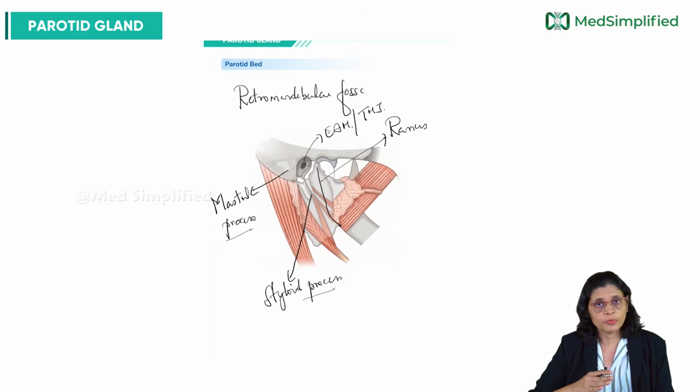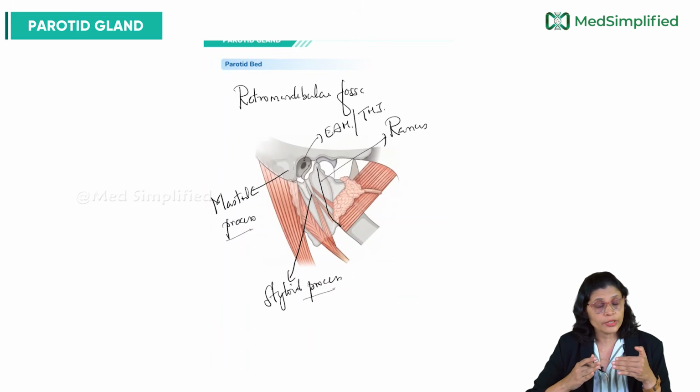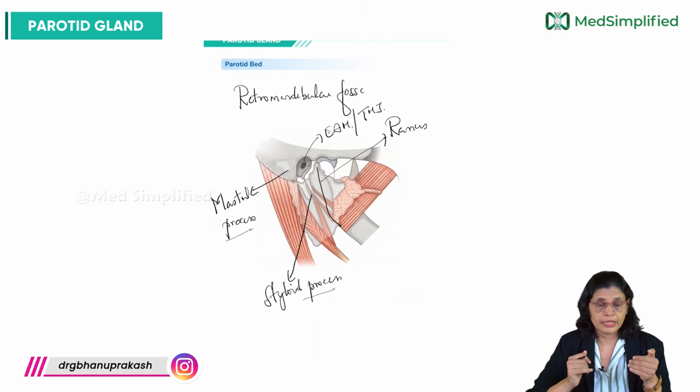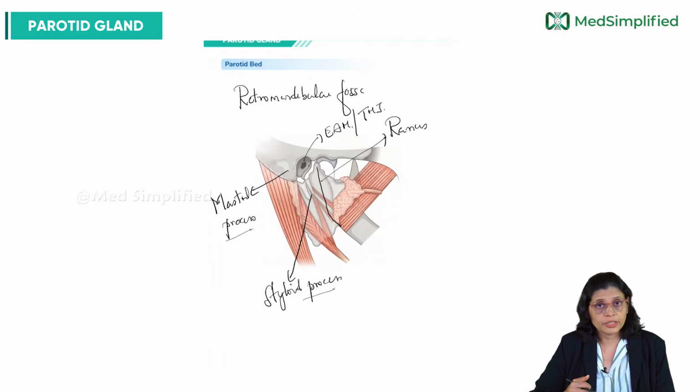The parotid bed is formed by the muscles which are attached to these bony landmarks. To the ramus of the mandible, we have the masseter laterally and the medial pterygoid medially. To the mastoid process, we have the sternocleidomastoid muscle laterally and the posterior belly of digastric medially. To the styloid process, we have three muscles: the stylohyoid, the styloglossus and the stylopharyngeus. These muscles form the parotid bed, providing a soft bed to the parotid gland.